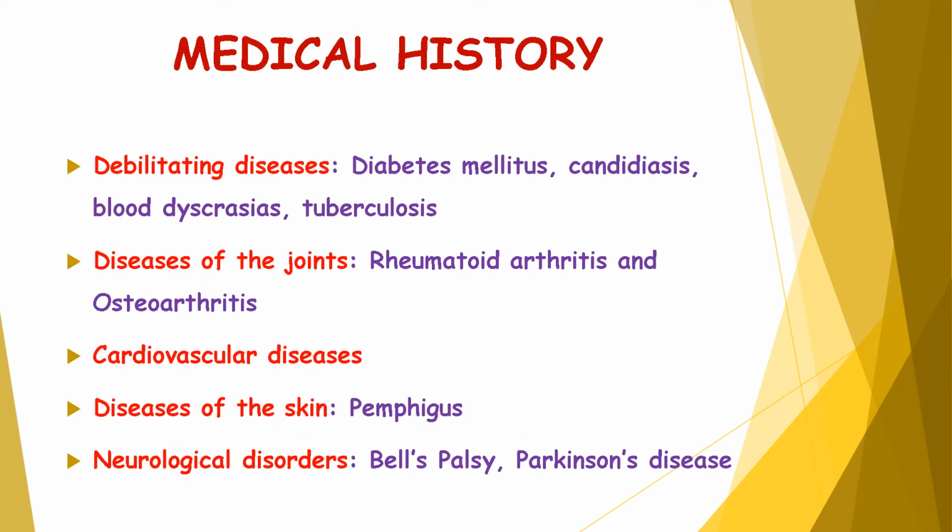Coming to medical history, no prosthodontic procedure should be commenced without evaluating the systemic status of the individual. It is very important to take the medical history of the patient before going to complete denture procedures. So first one is debilitating diseases. The most common one is diabetes mellitus. These patients show an excessive rate of residual ridge resorption, hence frequent relining may be necessary. Patients also have a high risk of opportunistic infections like candidiasis, show delayed wound healing, and also have impaired salivary flow.